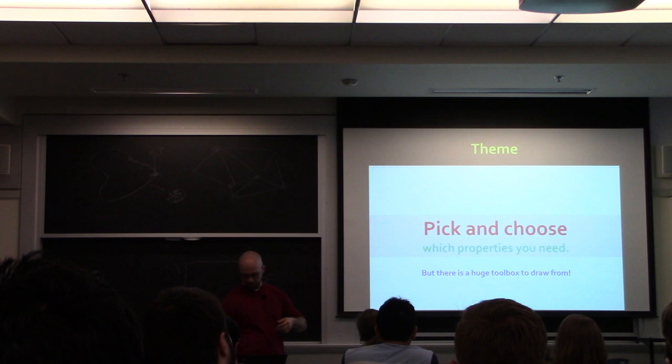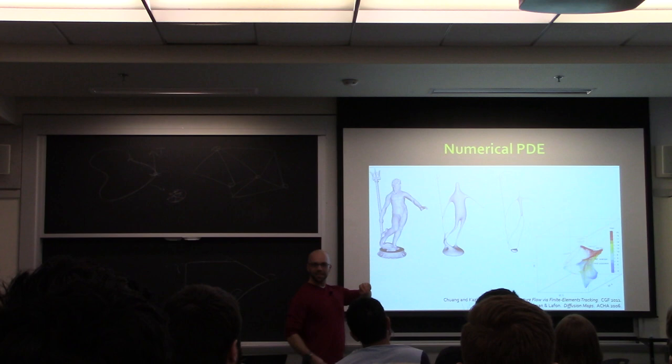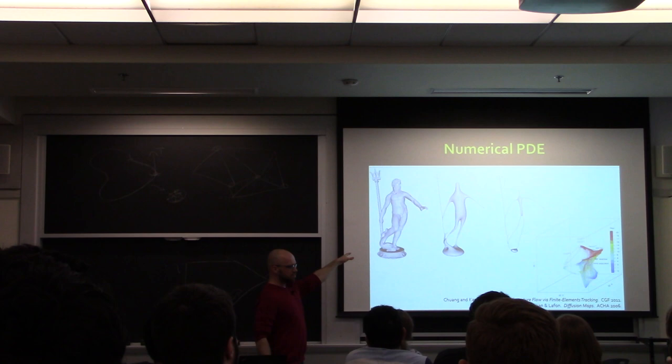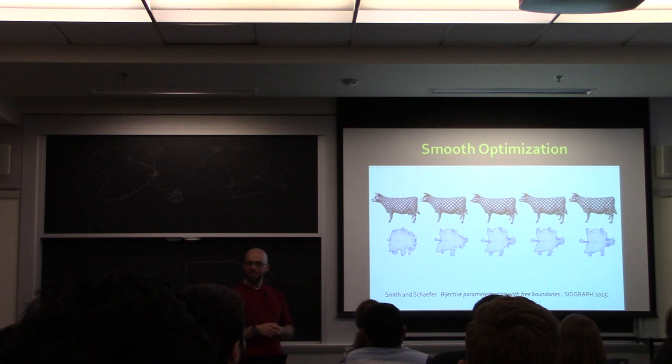I'm already low on time because I get all hot and bothered and excited about these topics in geometry. But roughly some of the fun things that we'll include in our discussion include some numerical methods for differential equations, like heat flow and smoothing and so on, actually get applied in geometric applications. So here we see, not Zeus, what's this guy's name? Poseidon flowing to a skeleton, and this comes from mean curvature flow. There's smooth optimization, which is gonna allow us to map cows to rugs.